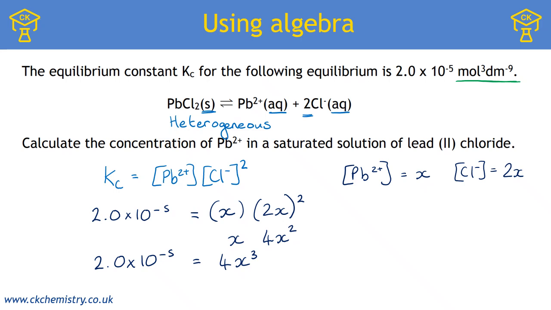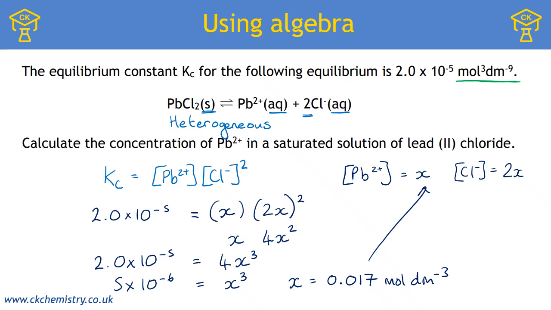Okay, so divide both sides by 4. And so I'm going to get 5 times 10 to the minus 6 on this side equals x cubed. And then I'm just going to do a cube root of 5 times 10 to the minus 6. Make sure you're using your times 10 to the power button, or that you're using brackets so that you're cube rooting the whole thing and not just cube rooting 5 and then timesing it by 10 to the minus 6. And then x is equal to 0.017 moles per dm cubed. And that is my concentration of lead. If I wanted the concentration of Cl-, I'd take that value and times it by 2. But in this question, we only wanted the concentration of Pb2+.